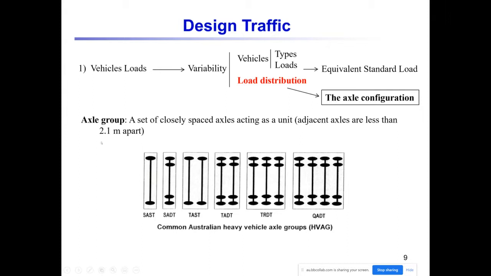For example, here we have single axle single tire, just one axle and one tire in each side. We call it single axle single tire. The other one is single axle dual tire. Then we have tandem axle single tire. Then here we have tandem axle dual tire, triaxle dual tire, and quad axle dual tire.